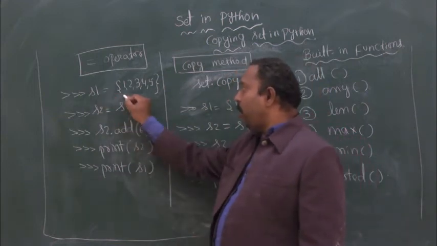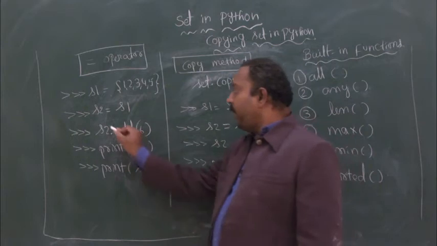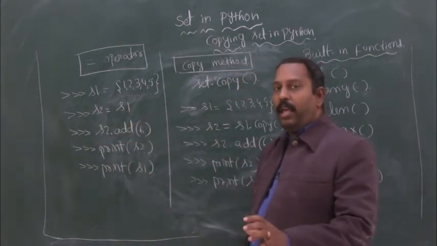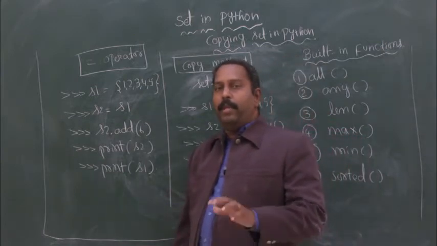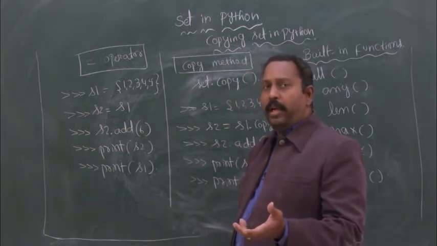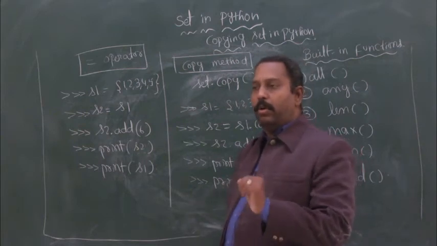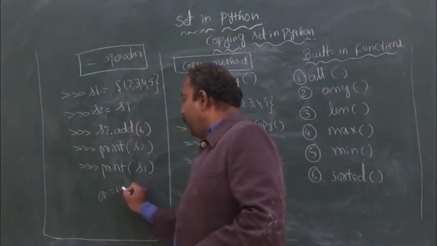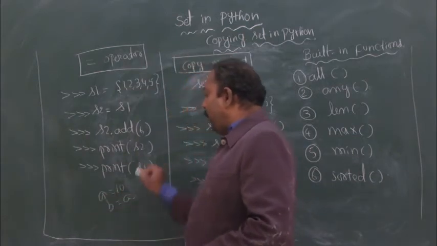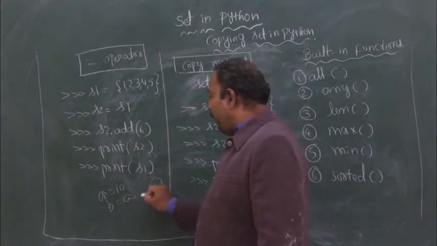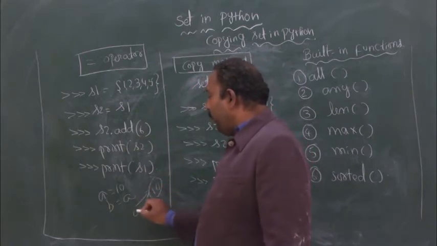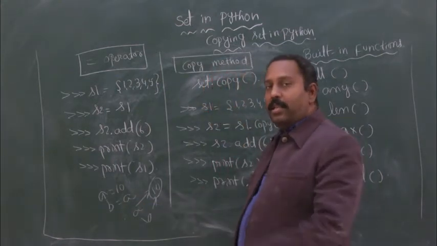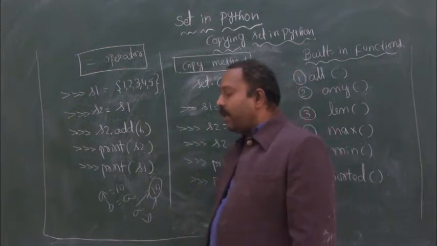Suppose I have taken S1 equal to 1, 2, 3, 4, 5. I have taken S2 equal to S1. If A equal to B, in that case what will happen? B is also pointing to A only, indirectly. Suppose I have written A equal to 10, B equal to A, then what will happen here? The 10 object will be created. A is pointing to 10 and B is also pointing to 10, in the case of an ordinary variable. The same also applies for sets.